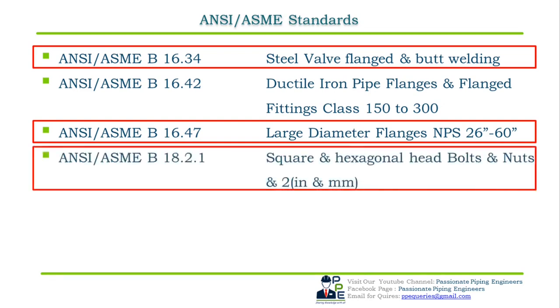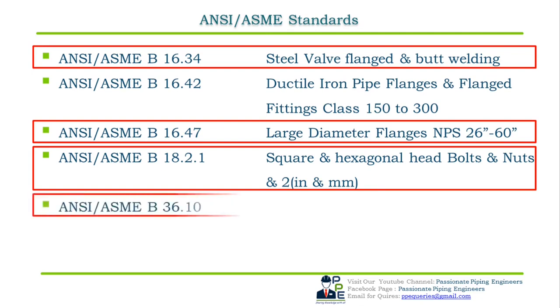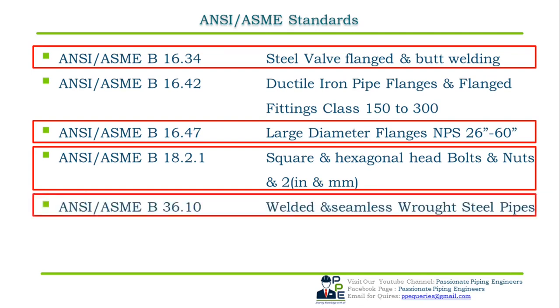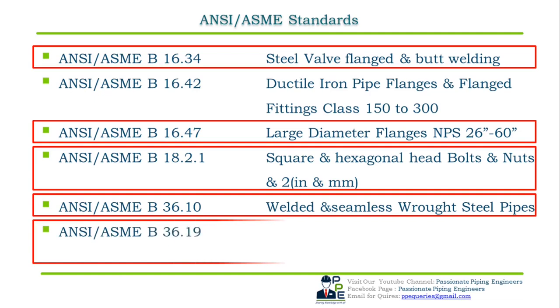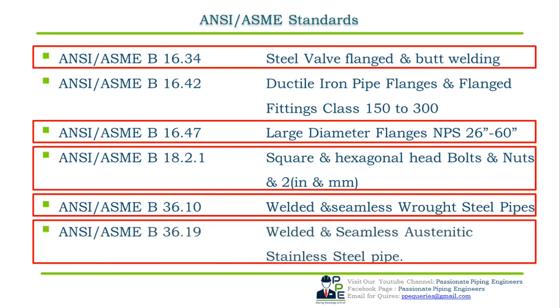ASME B18.2.1, that is square and hexagonal head bolts and nuts, and 2 inches and above. ASME B36.10, that is welded and seamless wrought steel pipes, and that is also called carbon steel pipes. ASME B36.19, welded and seamless austenitic stainless steel pipes.